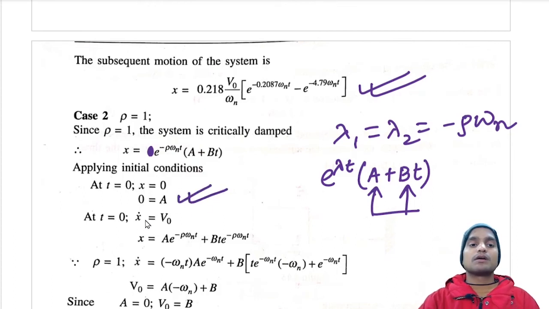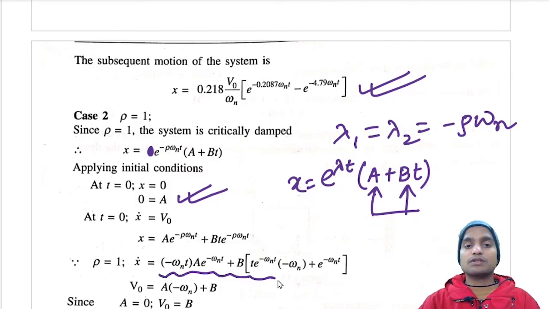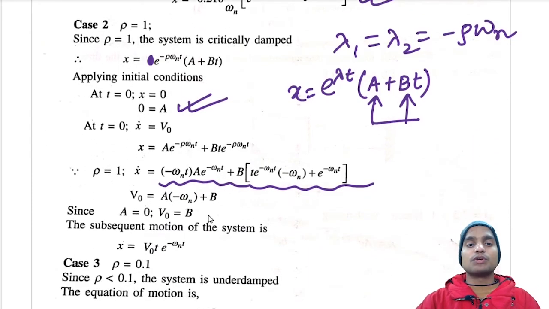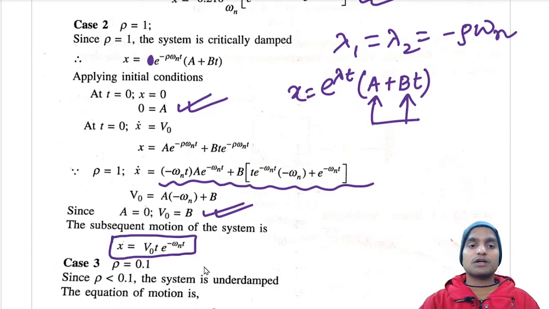Okay, now let us differentiate this equation. X value is equal to e to the power lambda t into (a plus bt). Now x dot will be equal to what? So after differentiating, we get this equation. Okay, and if we put here at time t equal to 0, v is v naught. So this will give us the value for b, that is equal to v naught. Putting the value of a and b in the equation, the subsequent motion of the system becomes x is equal to v naught t into e to the power minus omega n t.